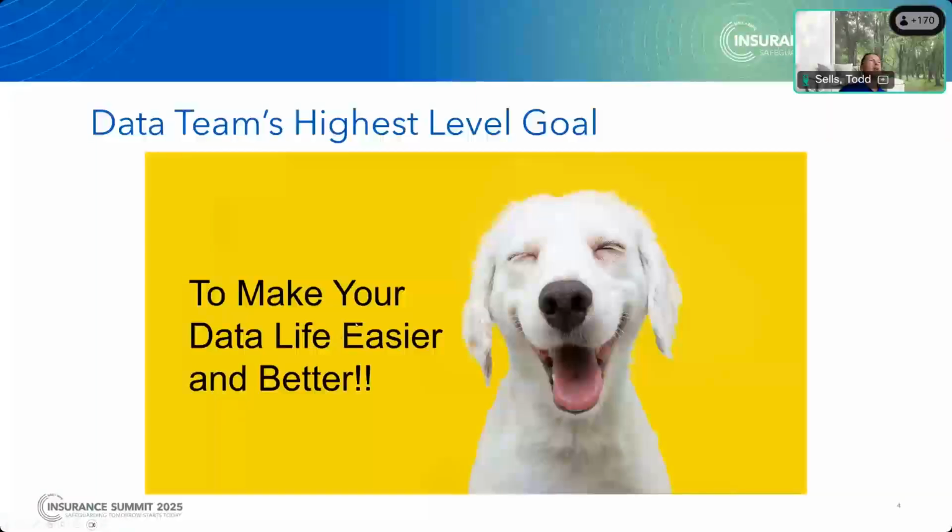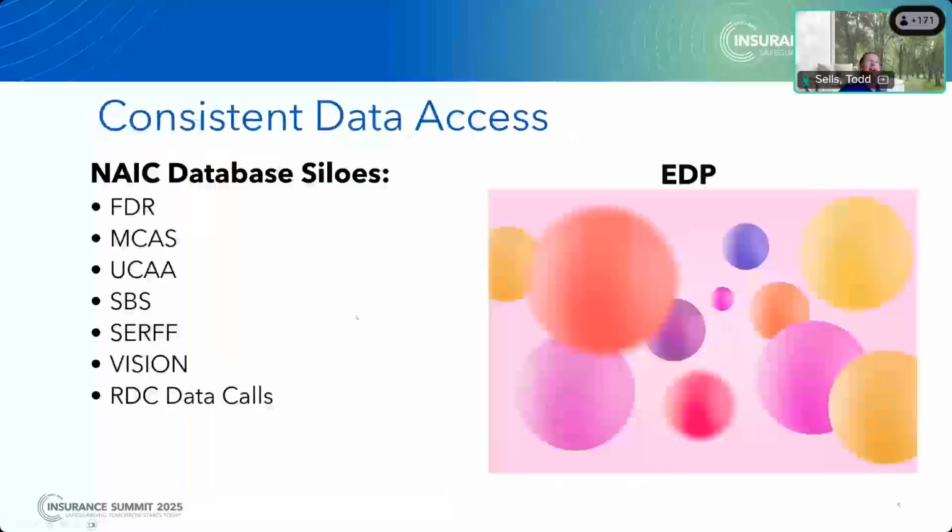All right, so our highest level goal, pretty easy. We want to make your data life easier and better than it's been in the past with the legacy systems that we use, right? So at a high level, there's the creation of this Enterprise Data Platform that we talk about, that Jason's living his life doing right now. On the left-hand side of the slide is kind of the old school of what happened at the NAIC.